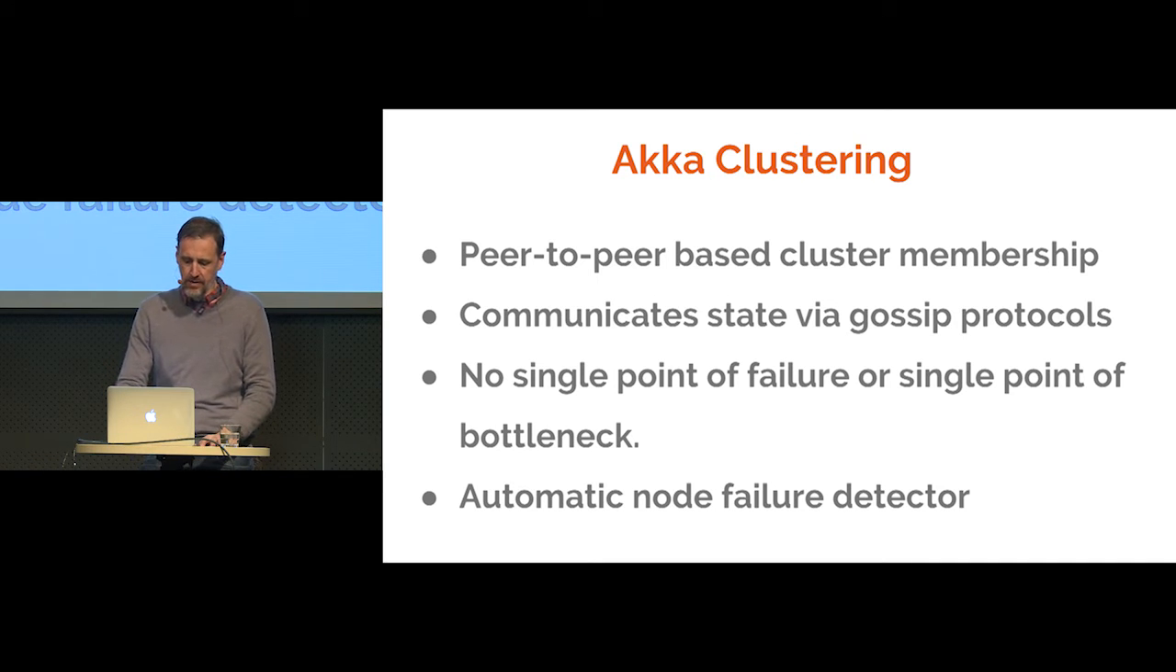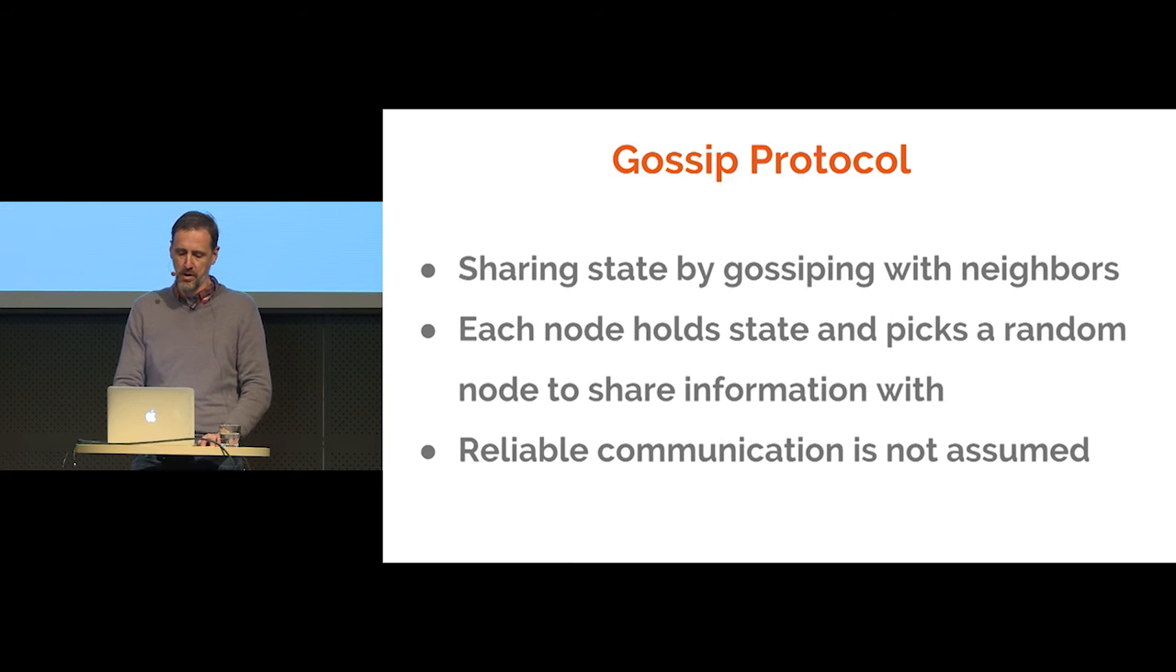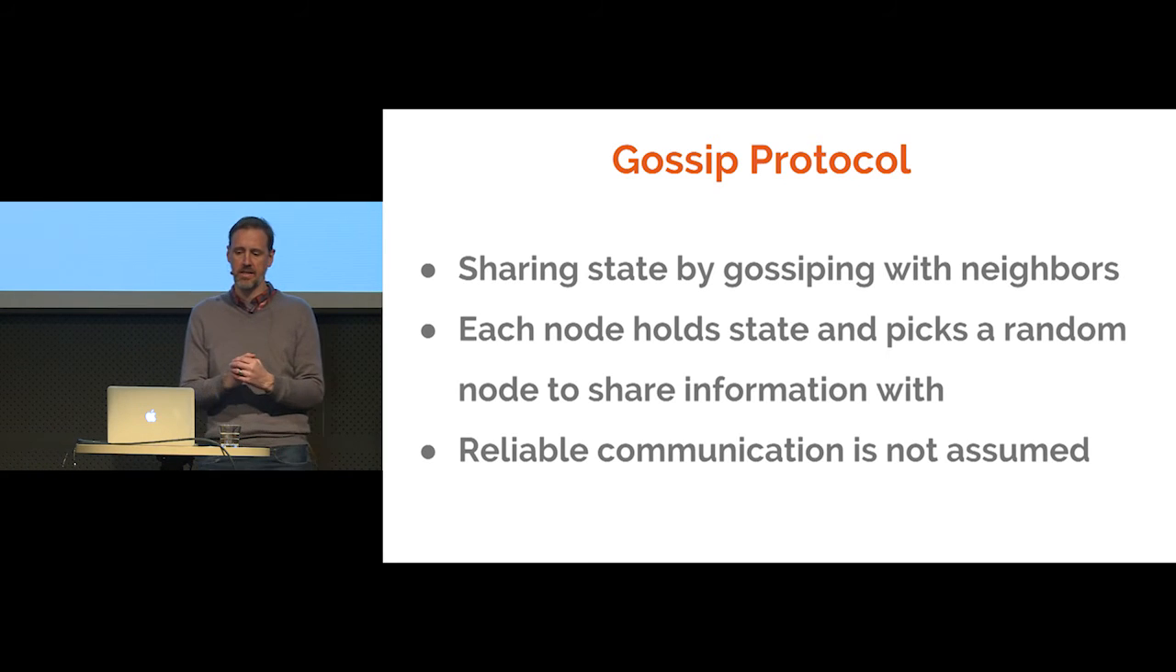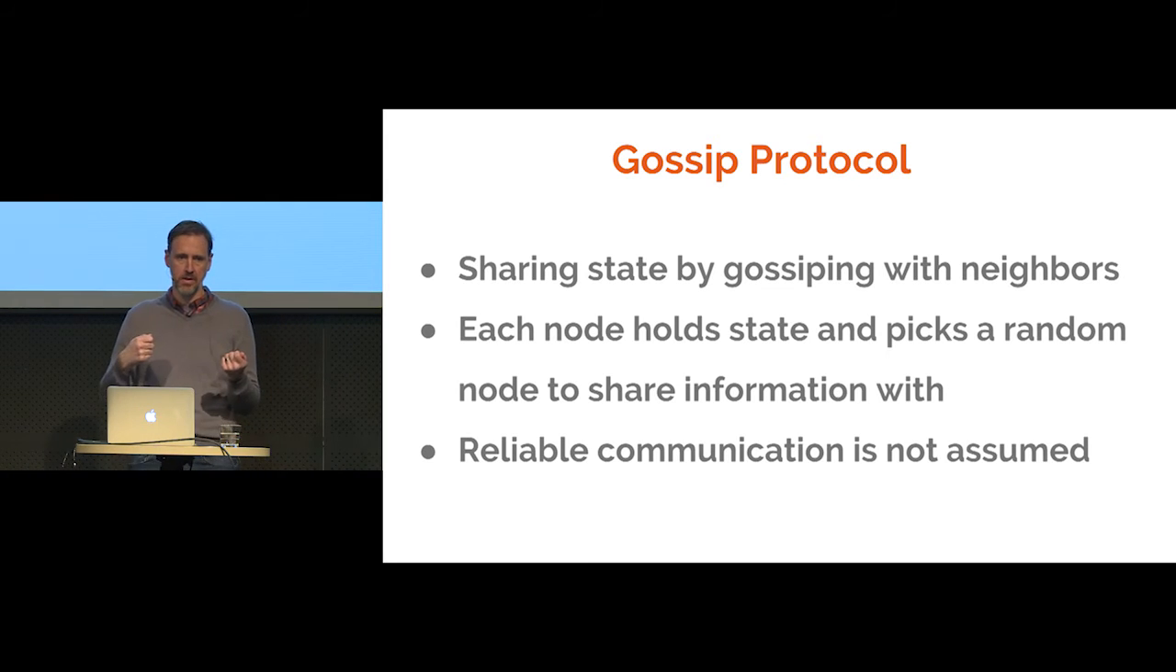One of the key things when we get into Akka distributed data is this notion of gossip protocol. The idea with gossip protocol is that I'm going to share my state by gossiping with my neighbors. The traditional way of distributed systems was master-slave, where I have a master who coordinates all the communication out to the slave nodes. That meant a single point of failure, a single point of communication, and a single bottleneck. The alternative to that is what is called gossiping.